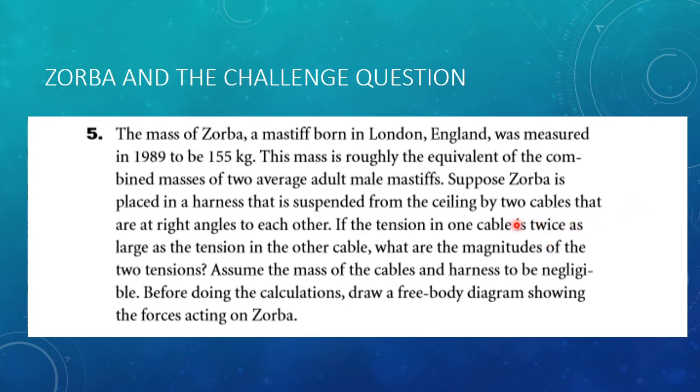That would be like if the gorilla had force of tension 1 twice that of tension 2. So if you solve one, then you either double or halve it to find the other. So it's not that big of a stretch, but it is a little bit more challenging. What are the magnitudes of the two tensions? Assume the mass of the cables in the harness to be negligible, so we don't have to worry about any of that. All we have to worry about is Zorba's mass at 155. Of course, always draw a force diagram and a system schema if you think it helps.